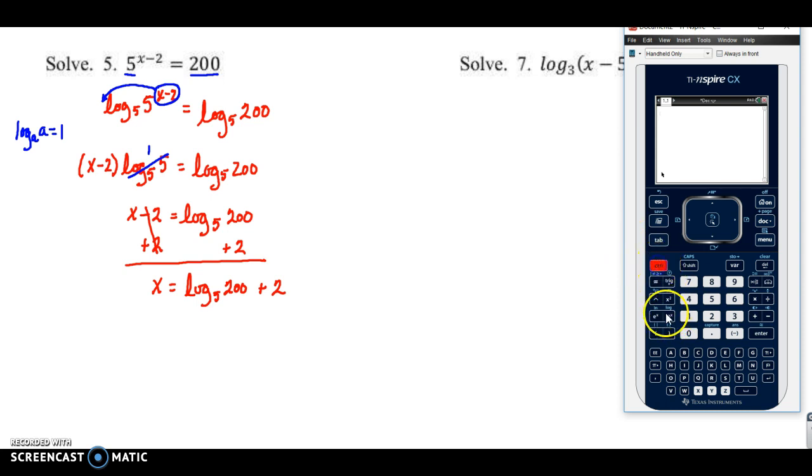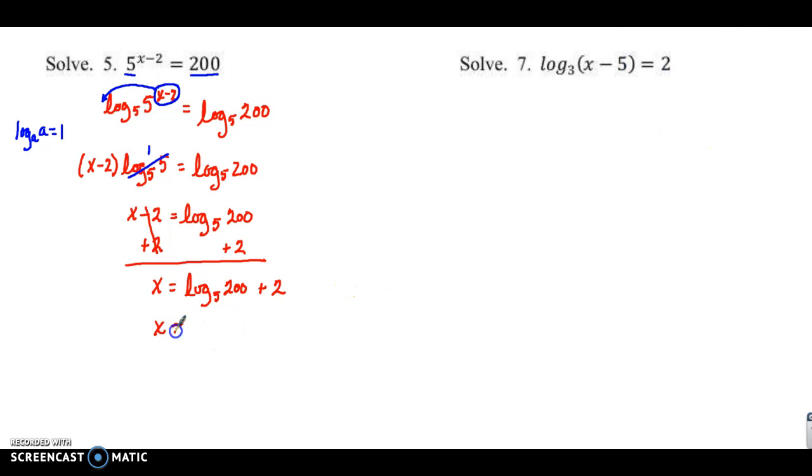So I'm going to do Control X to the 10, and notice it pops up with a log. I'm going to put my base, which is 5. Arrow out of the base, notice it puts you into the parentheses. That's my 200. Make sure you arrow out of the parentheses to put your 2, because that 2 doesn't have anything to do with the log. And so when I enter, I get 5.292. So x is approximately 5.292.